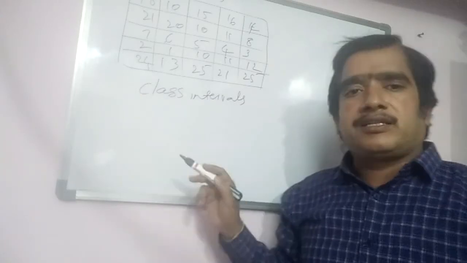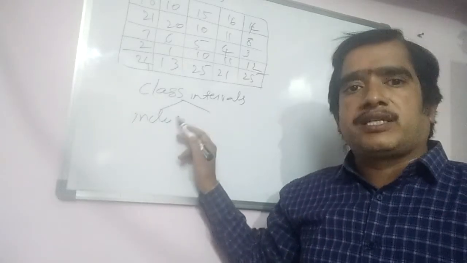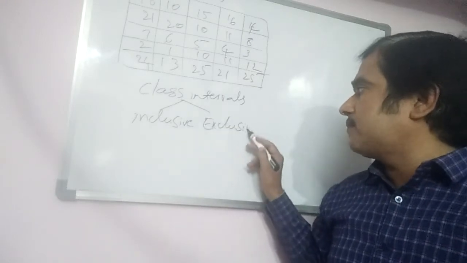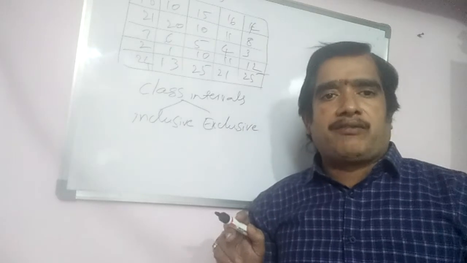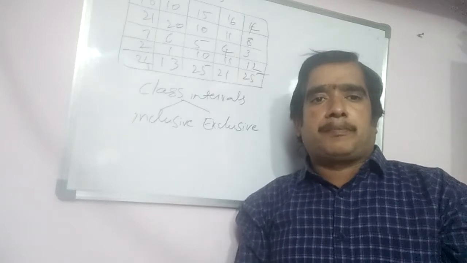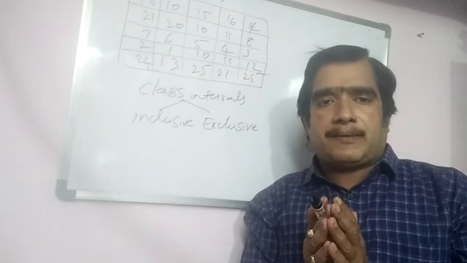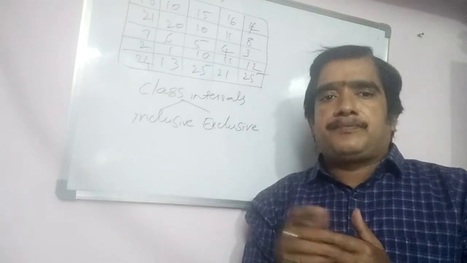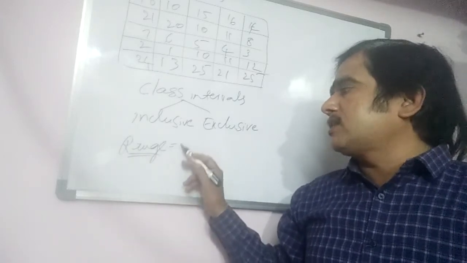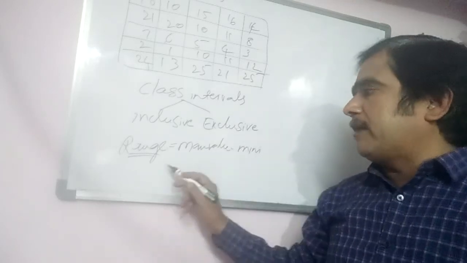These class intervals are of two types: inclusive class intervals and exclusive class intervals. How many classes do we have to prepare? We have to prepare nearly 5 to 10 classes. It depends upon the data. So before that, we should find the range of the data. What is the range? Maximum value minus minimum value.